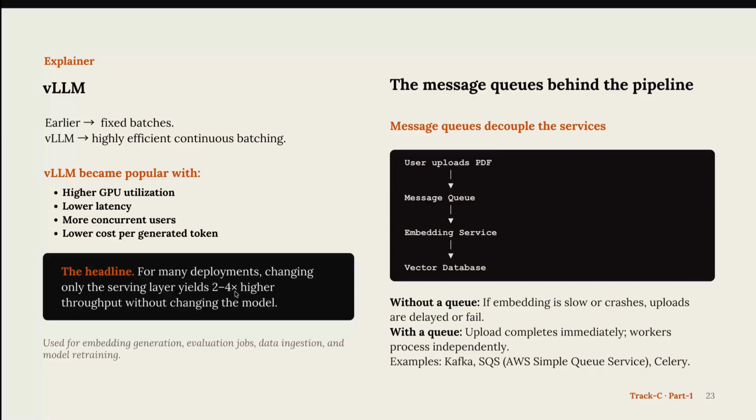Okay, without a queue, if the embedding is slow or crashes, uploads are delayed or failed. But if you add a queue, it adds a layer of bottleneck, but it also helps you serve a purpose like processing that data or execution or calculations independently. We are going to look at this in the next one.